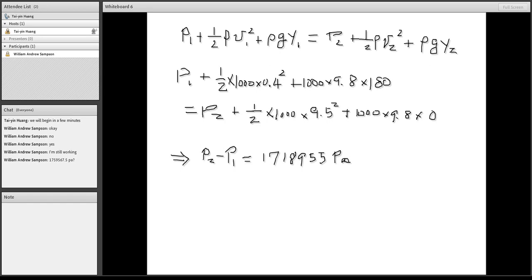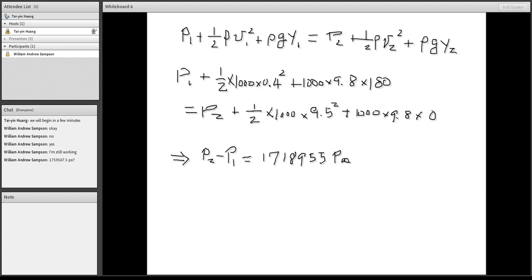So we don't know P1. We assume that, and then we plug in whatever we are given. So you have 1/2 times 1,000, which is the density of the fluid, and then times the velocity. And remember to square it, because a lot of times students forget to square it when they calculate. So we have V1, which is 0.4 squared, and then plus 1,000 times 9.8. And because we define Y1 to be 180, you have 180 on the left-hand side of the equation. Now on the right-hand side, you have your P2, plus 1/2 times 1,000 times 9.5 squared, and then plus 1,000 times 9.8 times Y2. Your Y2 is defined as the reference line, so it's 0.